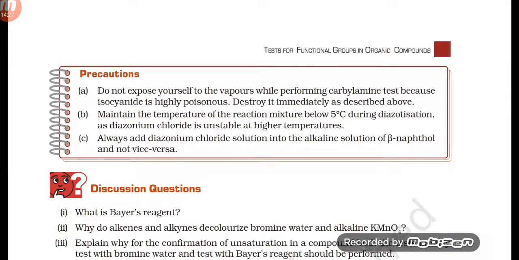Now, what are the precautions? Do not expose yourself to the vapors while performing the carbylamine test, because isocyanide is highly poisonous. Destroy it immediately as described above. Maintain the temperature of the reaction mixture below 5 degrees Celsius during diazotization, as diazonium chloride is unstable at higher temperatures. Always add the diazonium chloride solution into the alkaline solution of beta-naphthol and not vice versa. You don't have to add the beta-naphthol solution into the diazonium chloride solution.